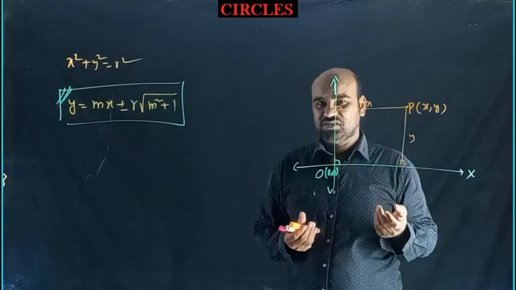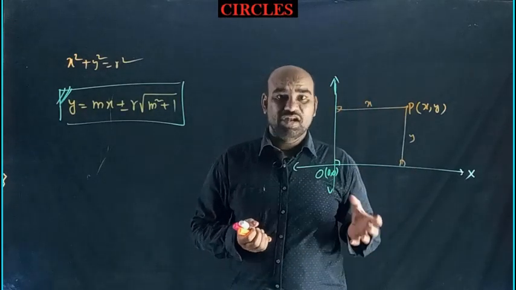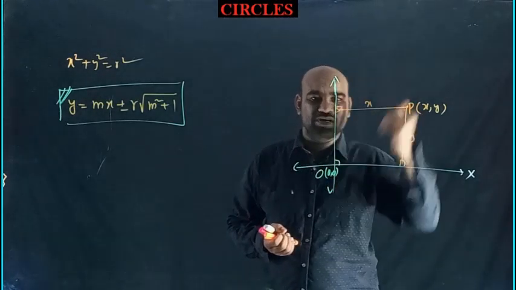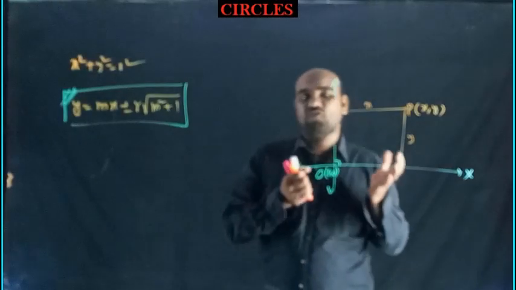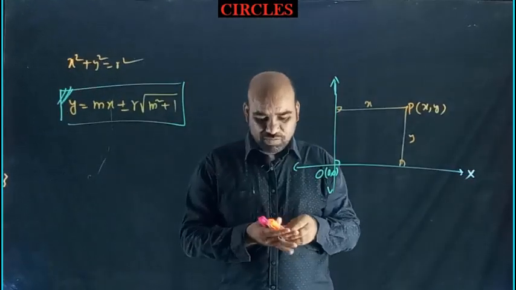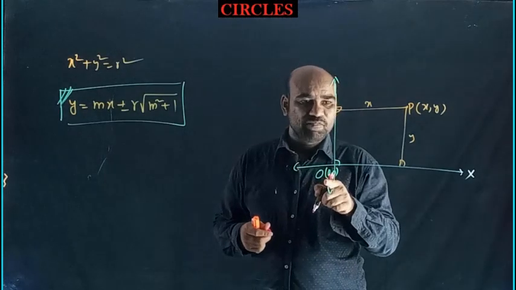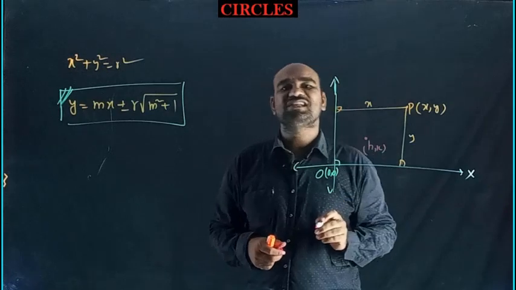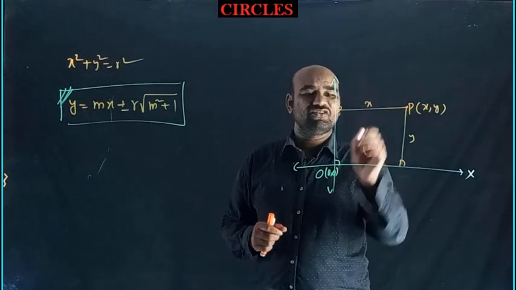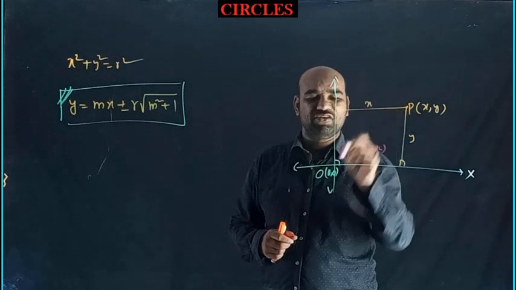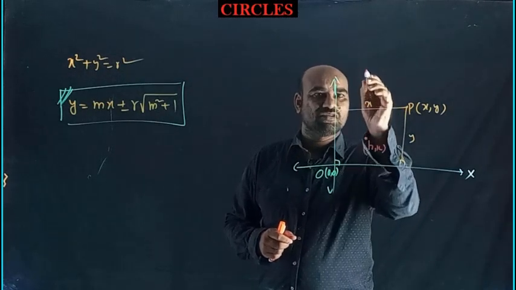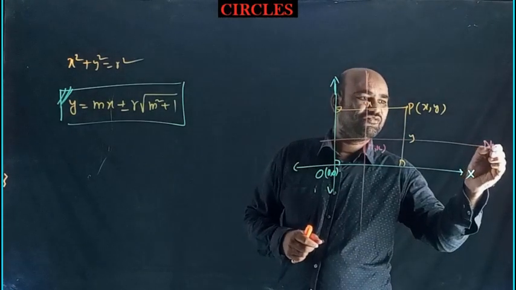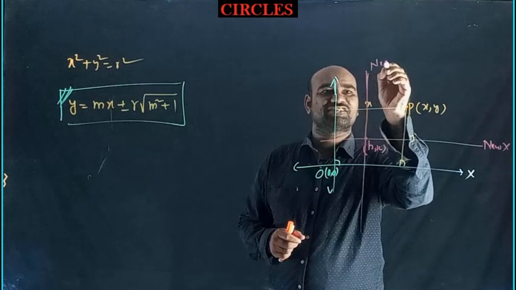There are two types. The first one is translation of axis. Translation of axis means shifting the origin from one place to another place without changing the direction of the coordinate axes. For example, this origin O is shifted to a point h, k by translation of axis. Without changing the direction of the coordinate axes, the origin is shifted to h, k. So now this becomes the new y-axis and this becomes the new x-axis.